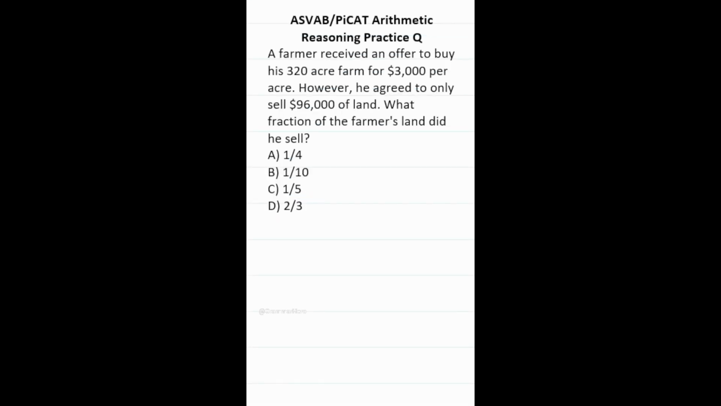This ASVAB PiCAT arithmetic reasoning practice test question says a farmer received an offer to buy his 320-acre farm for $3,000 per acre. However, he only agreed to sell $96,000 of land. What fraction of the farmer's land did he sell? So first we're going to find out the total value of his land by doing 3,000 times 320. We're not going to do this because it's very tedious. Instead, I'm going to do 320 times 3.